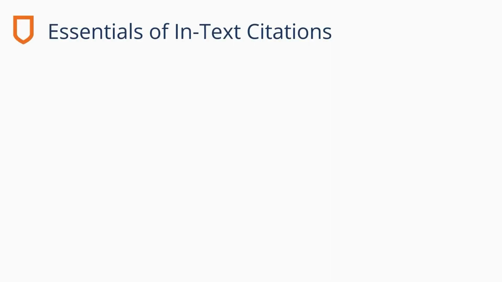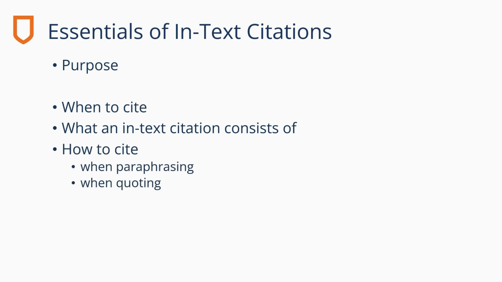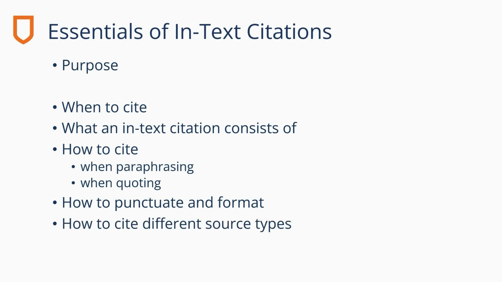Let's move on to in-text citations, because those are a very important part of APA style. We'll talk about the purpose of citing, as well as when to cite, what an in-text citation consists of, how to cite when paraphrasing and quoting, how to punctuate and format the citations. I'll go over some really important elements to be attentive to there, and how to cite different source types like journal articles or web pages.